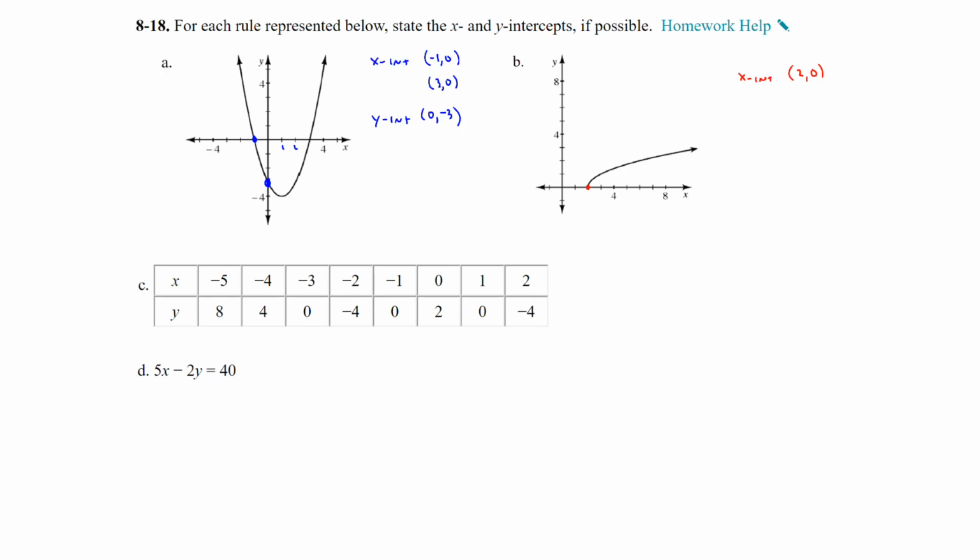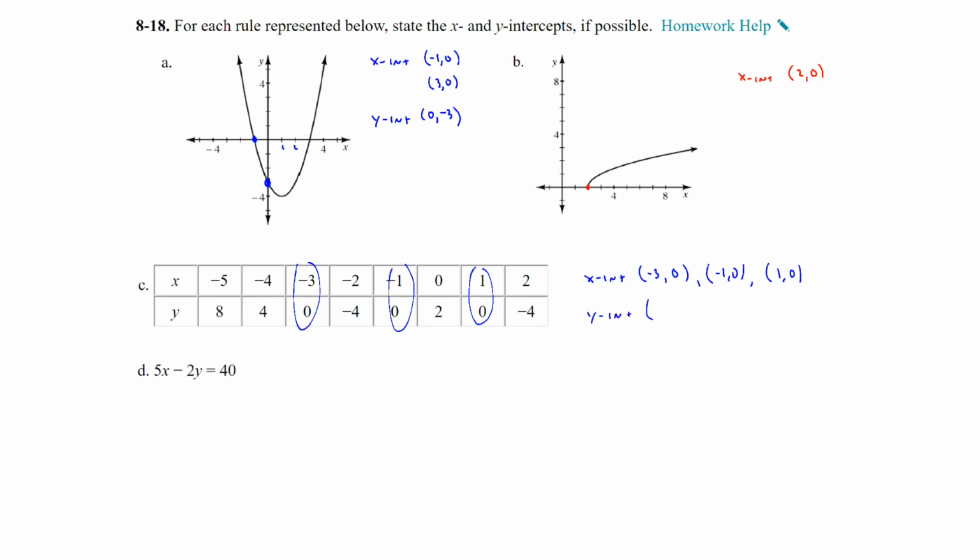On part C, when we have the x-intercepts, we're looking for x values when y is 0. So let's look for when y is 0. Looks like we have one here, here, and here. So we have 3 of them. Negative 3, 0. Negative 1, 0. And 1, 0.